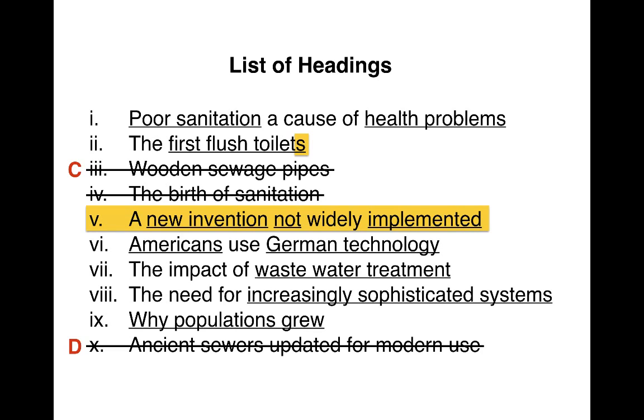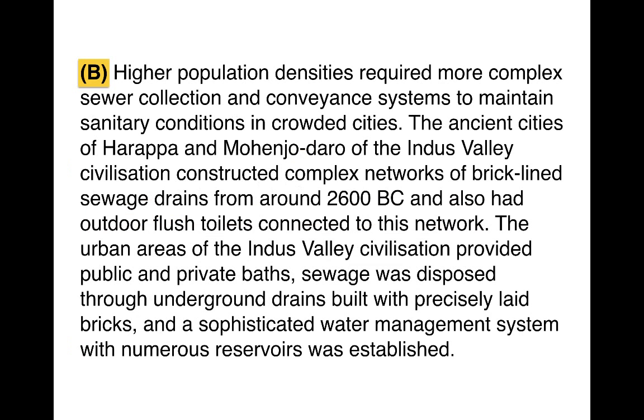Another way could be that you noticed something much earlier in the passage, in fact in paragraph B. In the middle of paragraph B, I'm going to highlight a part that mentions flush toilets from around 2600 BC and also had outdoor flush toilets. So flush toilets weren't invented in the 16th century for the Queen, as we've seen in paragraph E. They were invented much earlier than that. They were mentioned in paragraph B. That tells you that heading 2 was wrong.